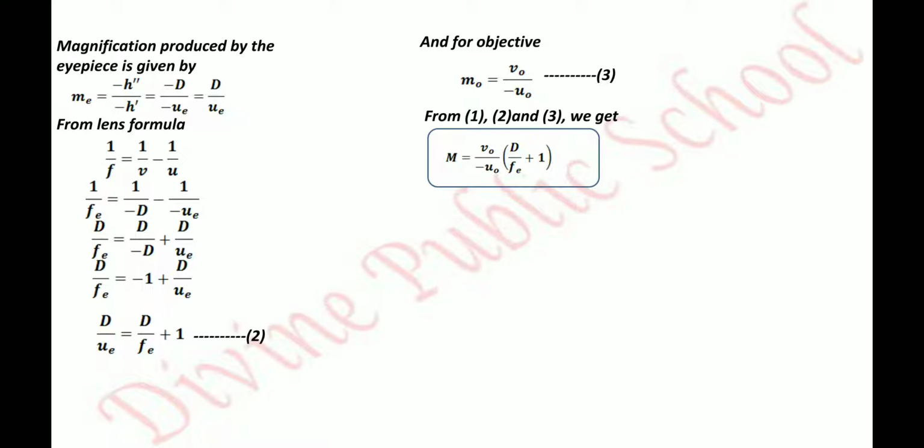But we are going to take some approximations here, and these approximations are there for the second case also. So please remember the approximations here. First thing, if you remember, I have told you the object has to be kept very close to the focus of the objective. That's why the object distance for objective, which is U, can be taken approximately equal to FO.